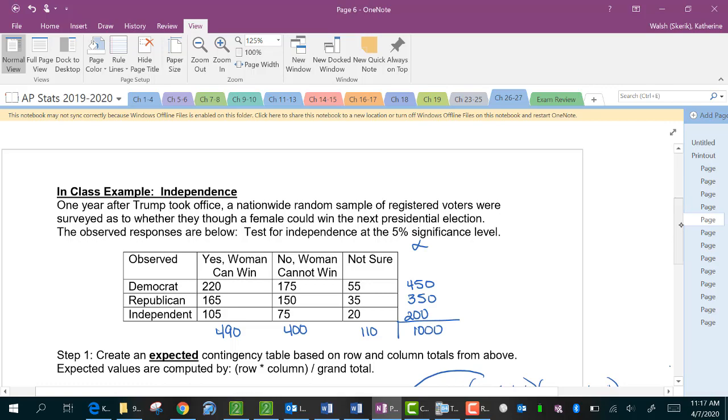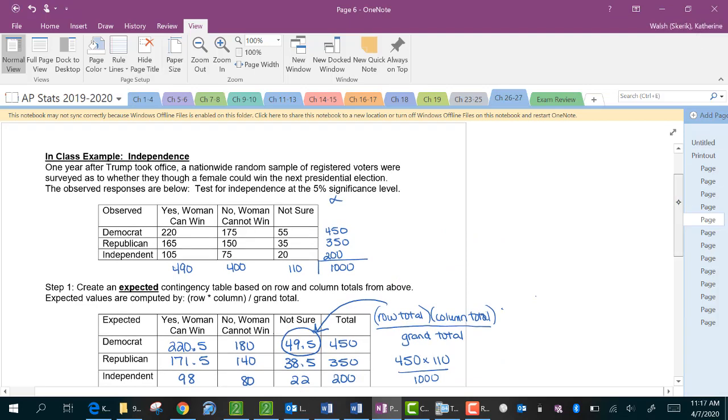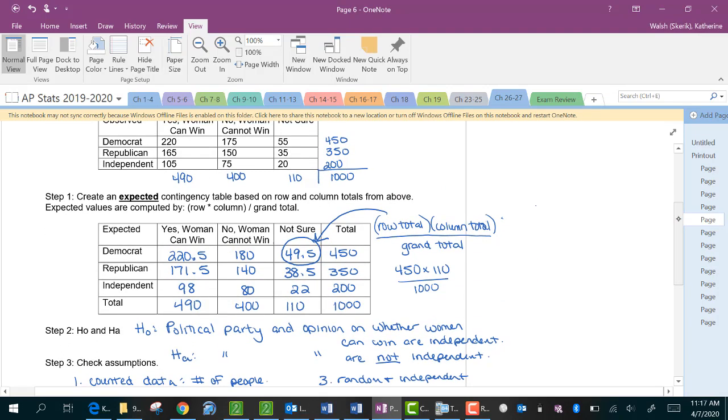So as far as our expected goes, I showed you how to find the expected for Democrat and not sure. So remember, we take the row total times the column total divided by the grand total. So I did 450 times 110 divided by 1,000, and I would expect about 49.5 people in that cell. Now, in this case, you have 9 cells, and we would not expect you to fill in all 9 cells by doing this. So what you can do is utilize your calculator.